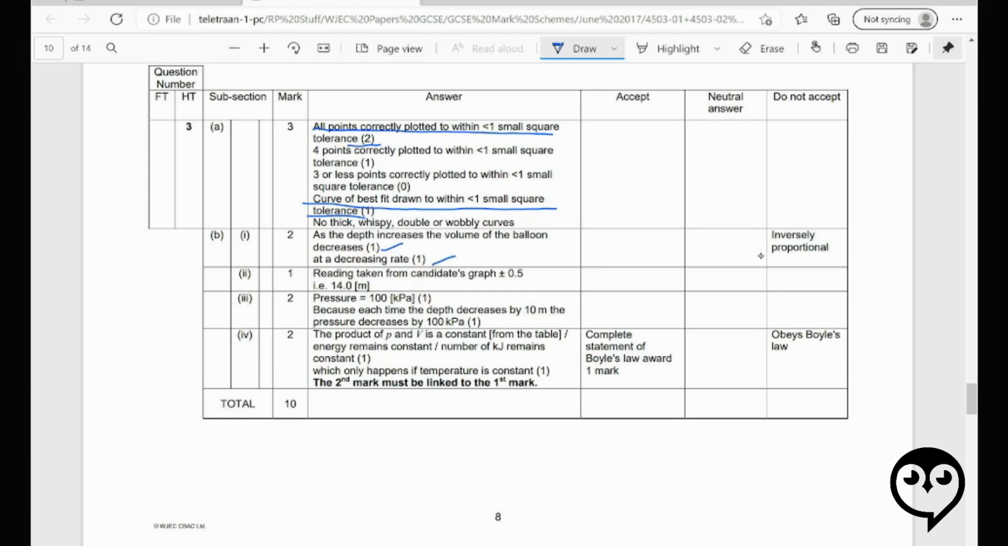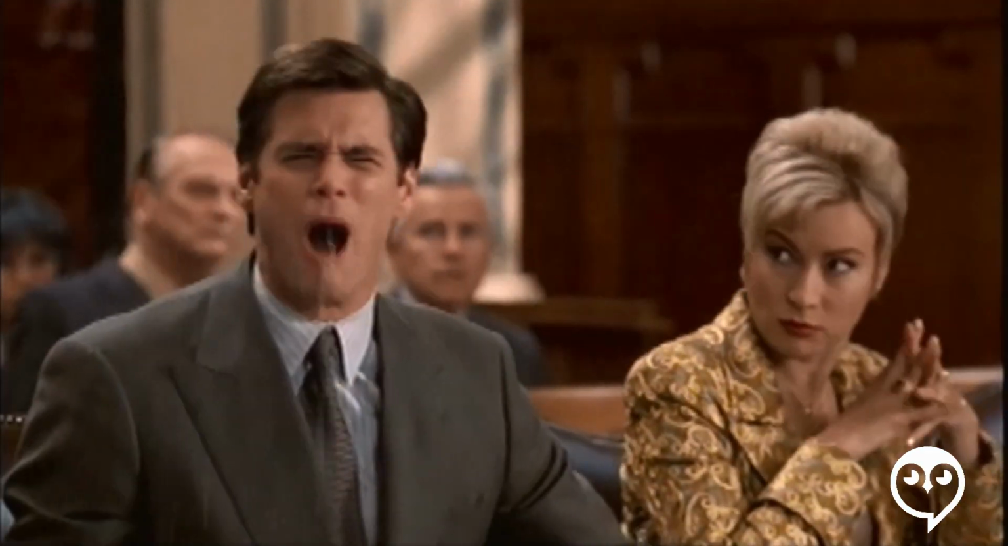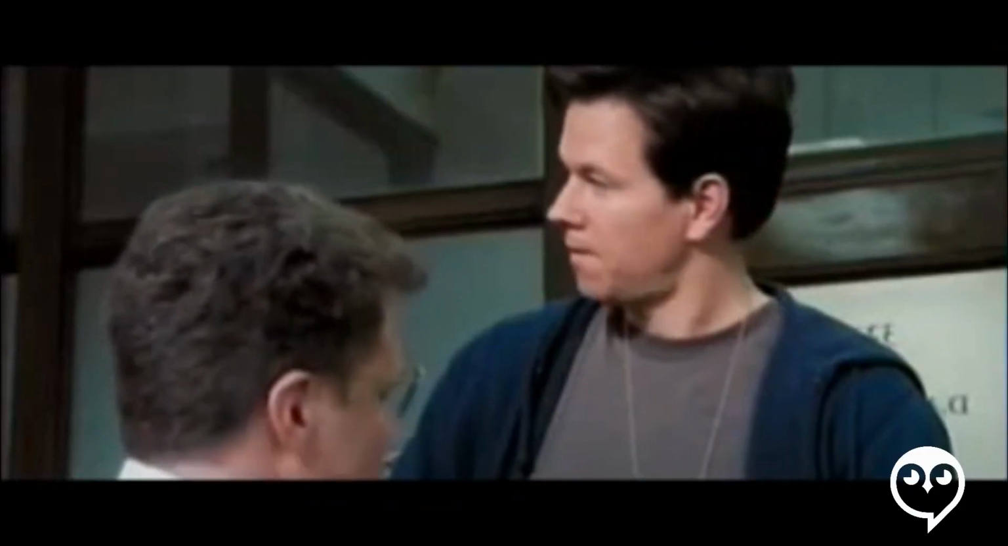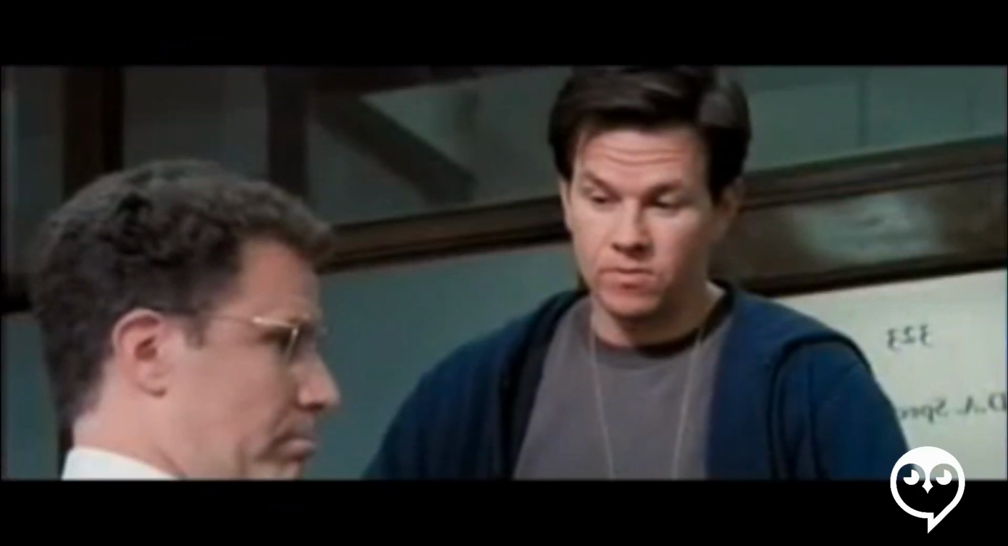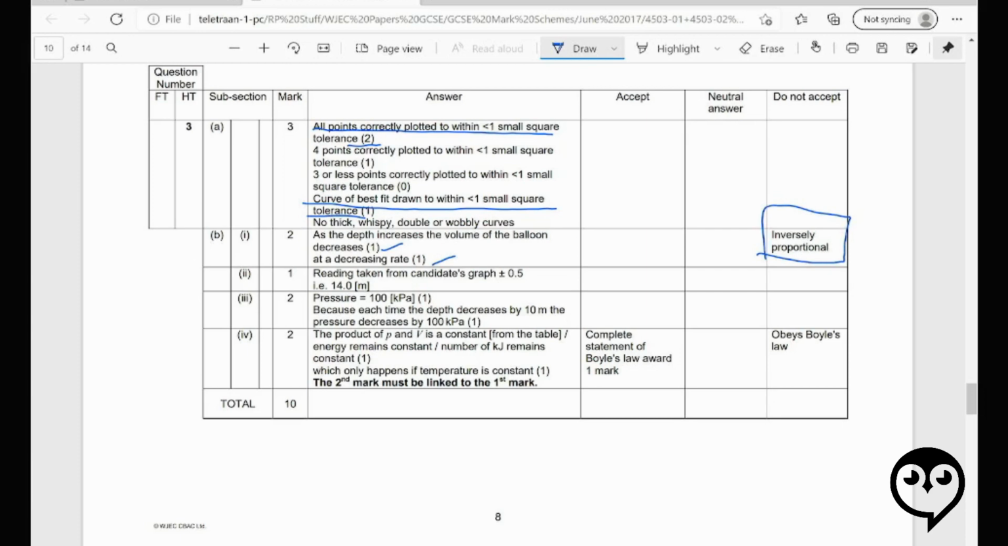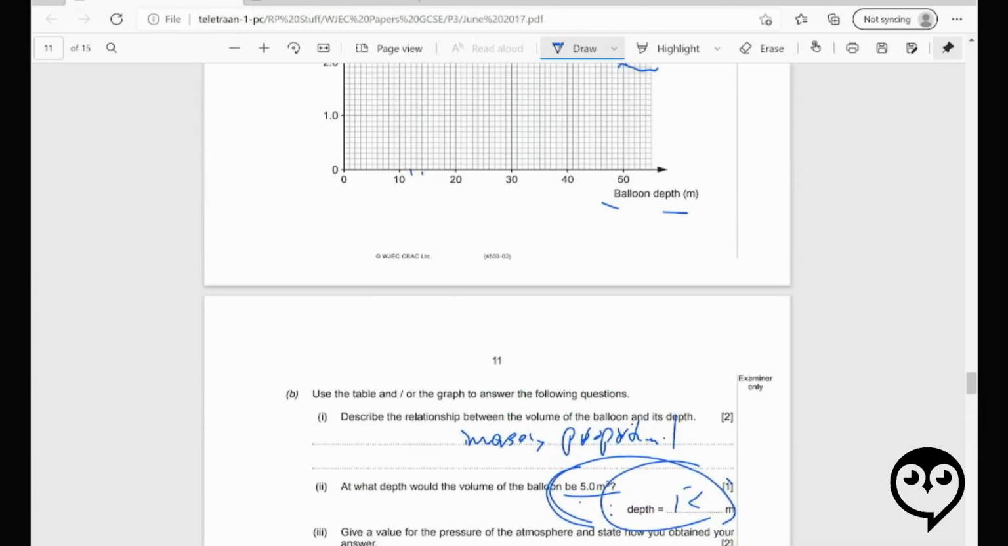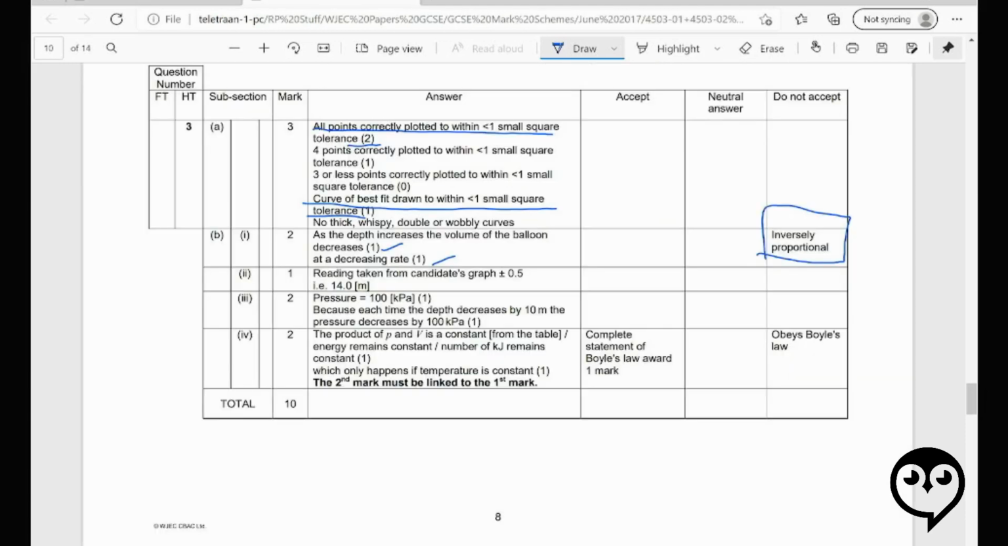Oh, wow. WJEC do not accept inversely proportional. Oh, come on! Did that go the way you thought it was going to go? Nope. Wow, that is interesting, because that is something I would tell my students, and that is a correct answer. They are not going to accept it.